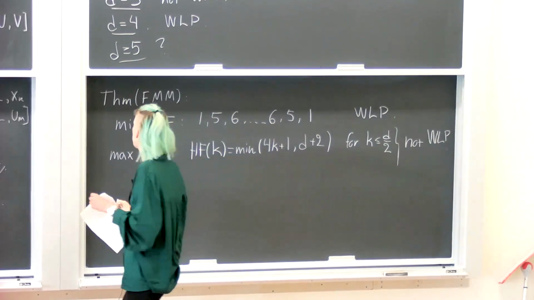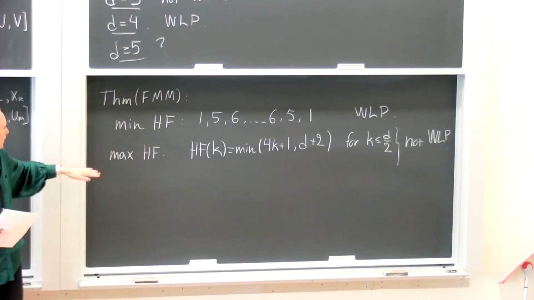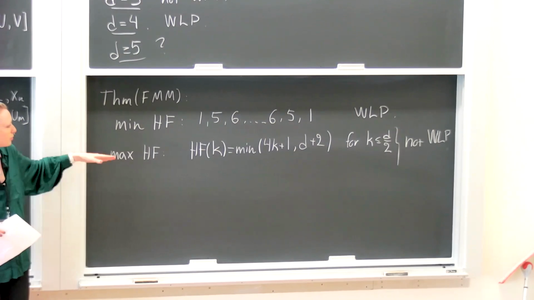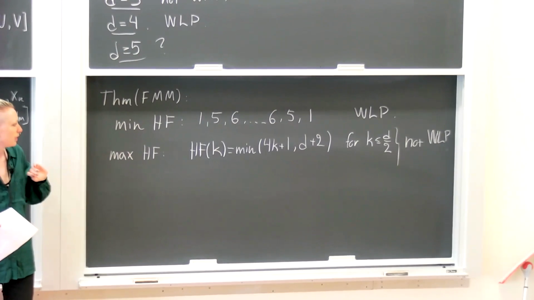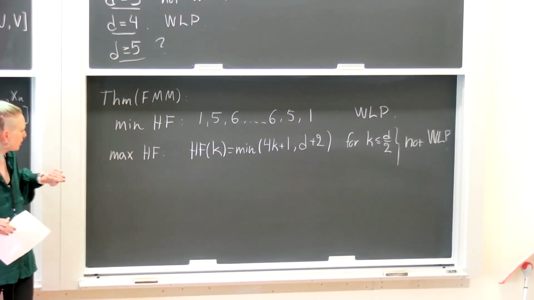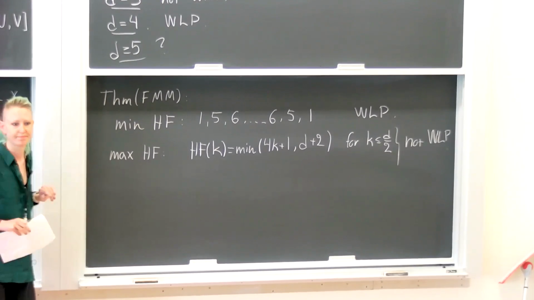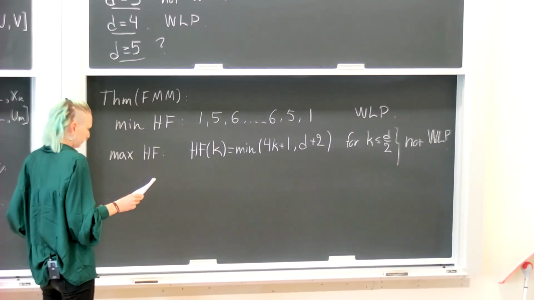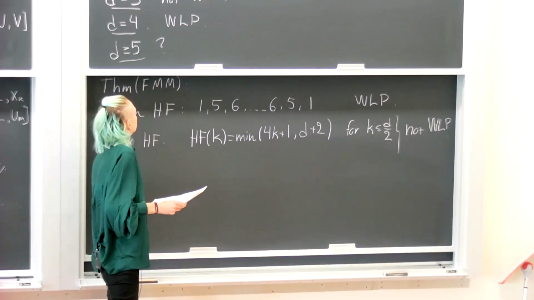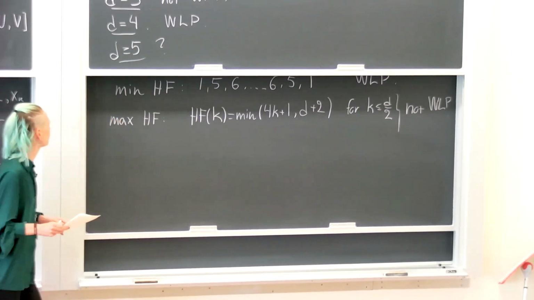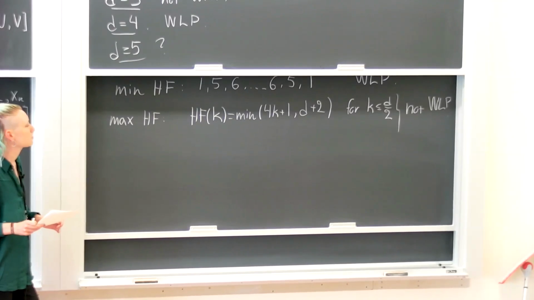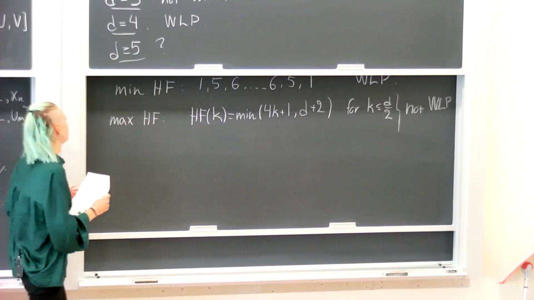Okay, yeah, so the point is that we have this minimal and the maximal Hilbert functions, and we know what happens with the weak Lefschetz in those cases. But now we would like to know what happened in between. So let's look at the smallest case, which is d equal to 5.